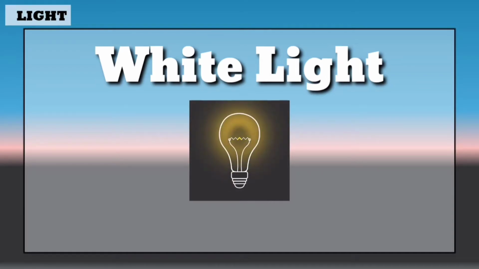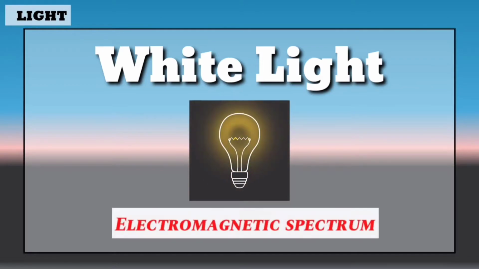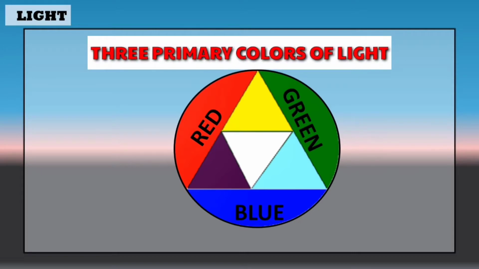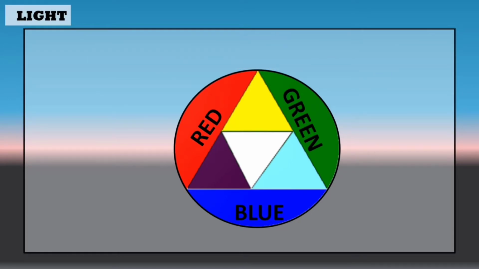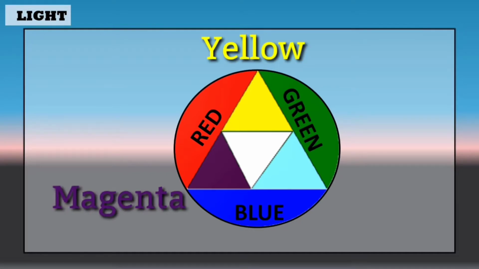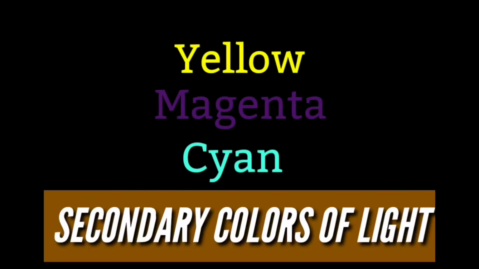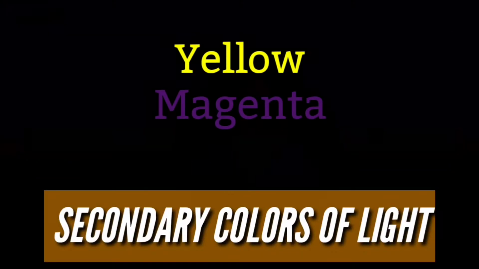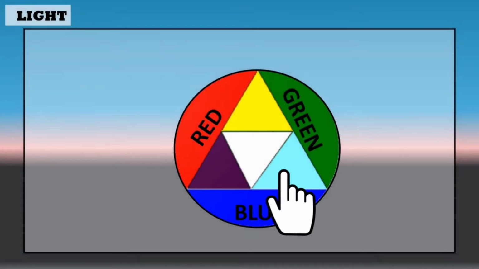White light, or commonly known as visible light, is part of the electromagnetic spectrum that can be detected by the human eye. There are 3 primary colors of light: the red, green, and blue. The combination of red and green colors is yellow. Red and blue, the result will be magenta. And if you combine green and blue, the result will be cyan. And this is called the secondary colors of light. You should always remember that the presence of all color is called white and the absence of all colors is black.